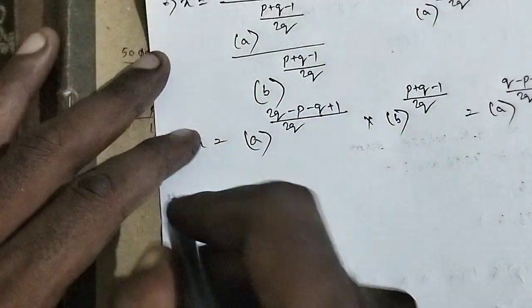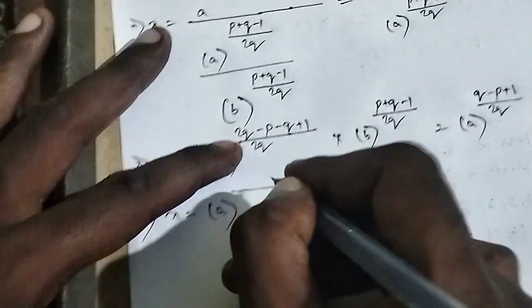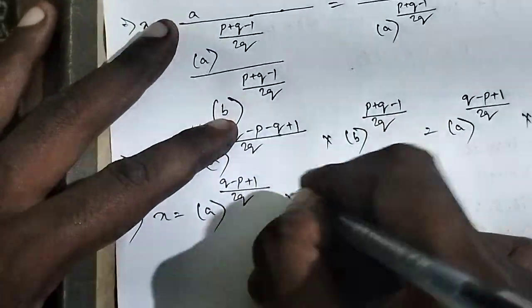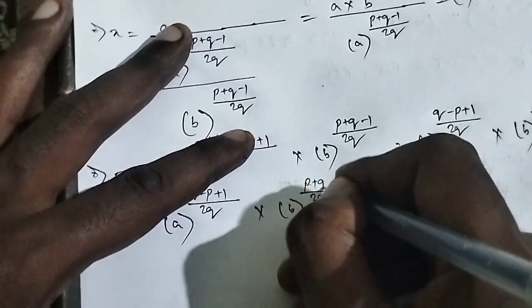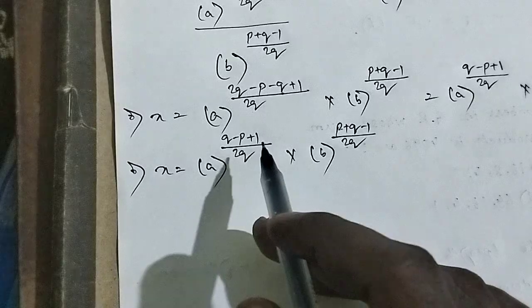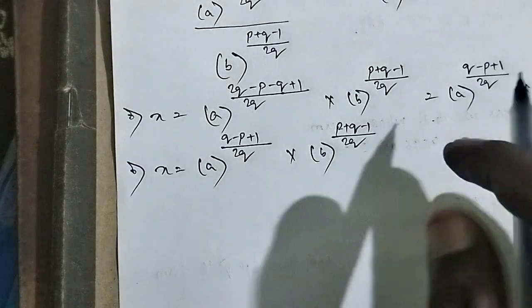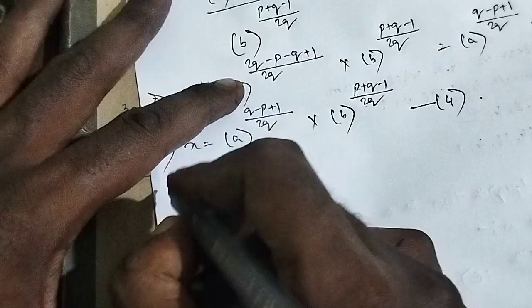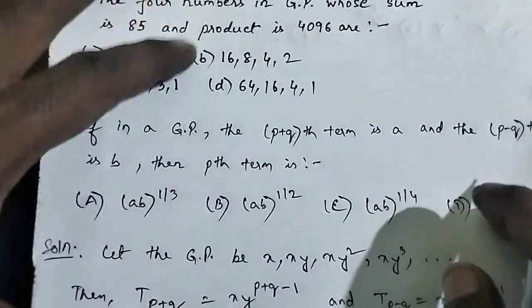Okay, so ultimately x is equal to a to the power q minus p plus 1 into b to the power p plus q minus 1. A to the power q minus p plus 1 whole divided by 2q into b to the power p plus q minus 1 whole divided by 2q. Name it as equation 4. Okay, now what do we have to find? What has been asked us to find? Pth term. We have to find the pth term.